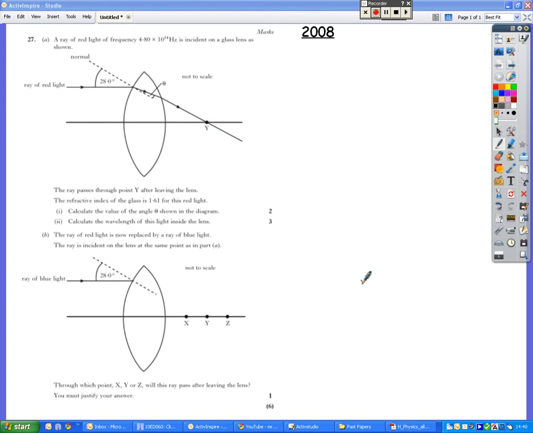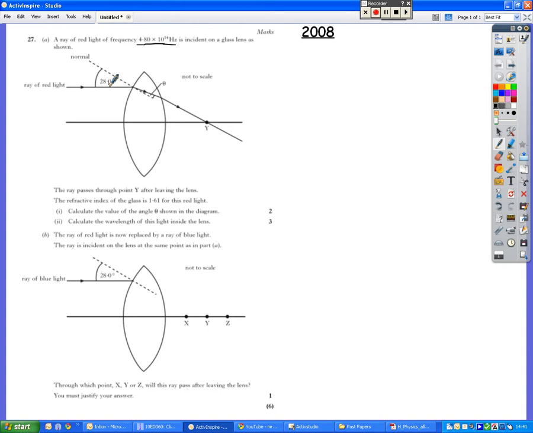2008 higher physics paper, question 27 on refraction. You're given a ray of red light with frequency 4.8 times 10 to the 14 hertz. You're given an angle, this is your angle of incidence, or your angle in air, sorry, and then it passes through into glass and it bends towards the normal, like we would expect it to do, so the angle of refraction is less than the angle of incidence here.